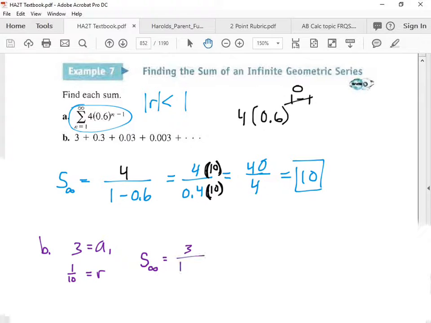3 divided by 1 minus 1/10, which would be 3 divided by 9 over 10, which would be 3 times the reciprocal of 9 over 10, which is 10 over 9. And so I put 1 underneath the 3 to help you guys who don't like fractions. And then I get 10 over 3 as my answer. Sorry guys, that is a 10 right there. It's not a 6. Here, 9 divided by 10. There you go.